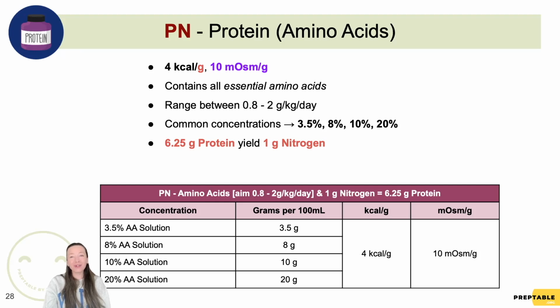Finally, there's a useful conversion to remember that Jolene also mentioned earlier. 6.25 grams of protein yields 1 gram of nitrogen. This conversion will be used when finding the different calorie to nitrogen ratios, and these are calculations we'll be going over later in this lecture.